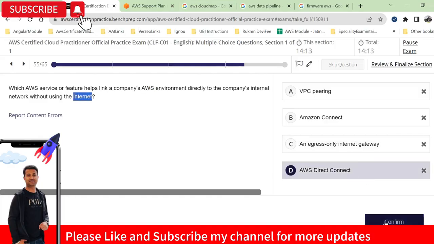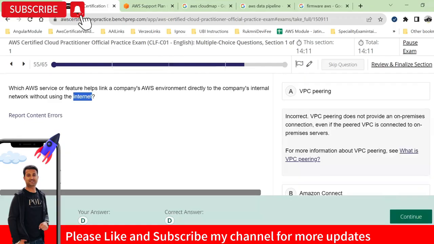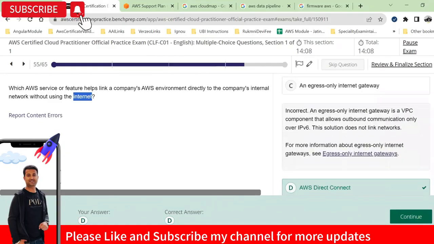Direct Connect. Okay. You can read about the egress-only internet gateway from here. It is an internet gateway in a VPC that allows outbound communication only over IPv6. Let's say you are using IPv6, Internet Protocol version 6, and you're only looking for outbound connection, no inbound connection, you will use egress. Egress means external, or you can say outbound. No ingress, only egress. No inbound, only outbound.